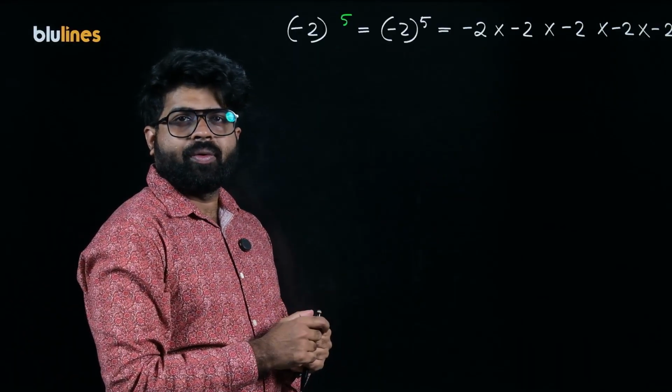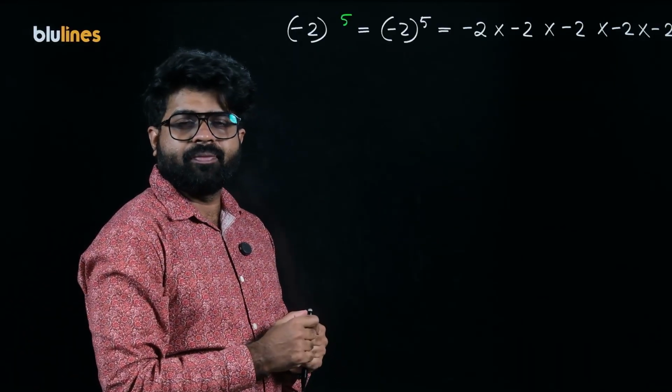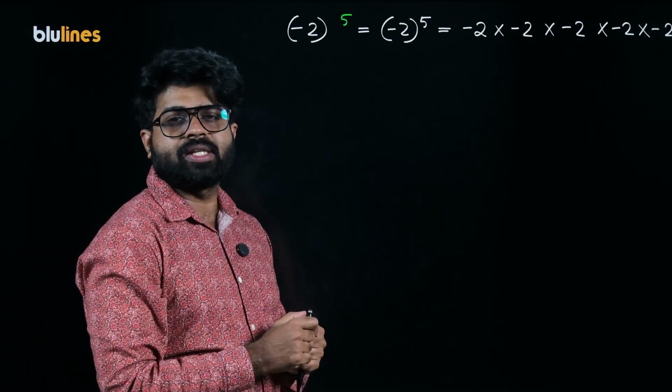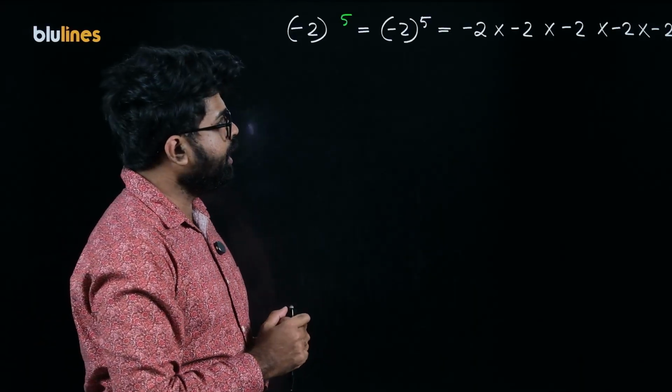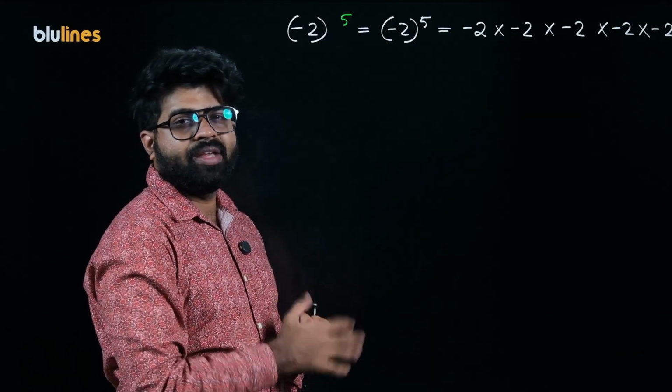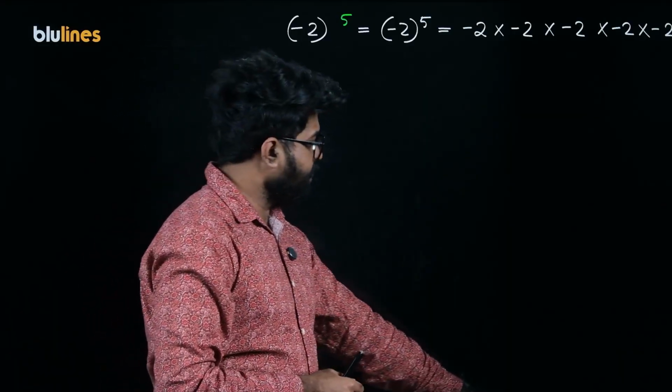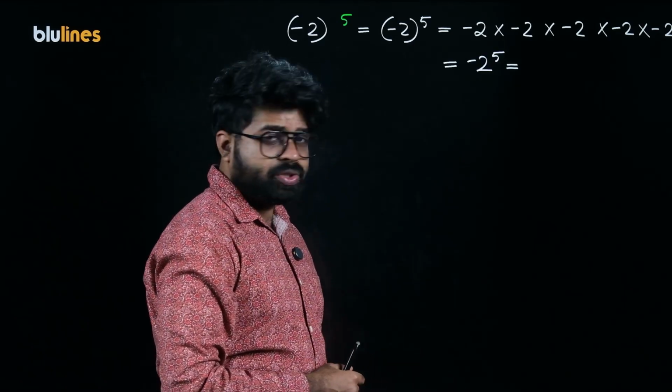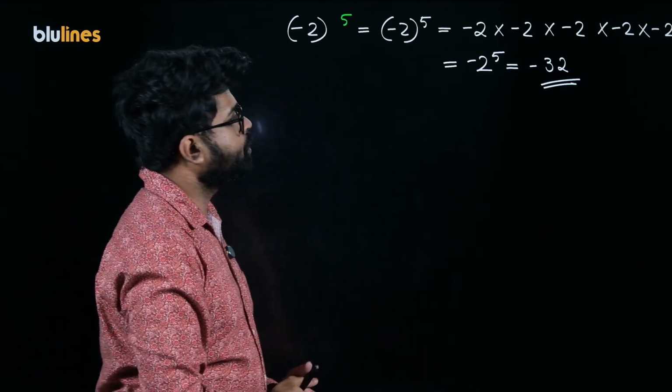So, (-1)^(2n) is always positive, and (-1)^(2n+1) is always negative. Similarly here we have 5 terms, which is an odd number, so we always have a negative in our answer. When we simplify, (-2)^5 is equal to -32.